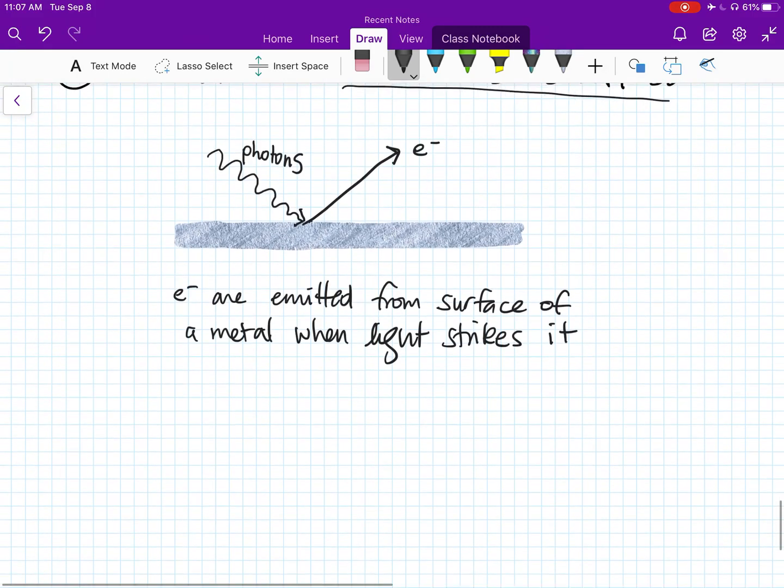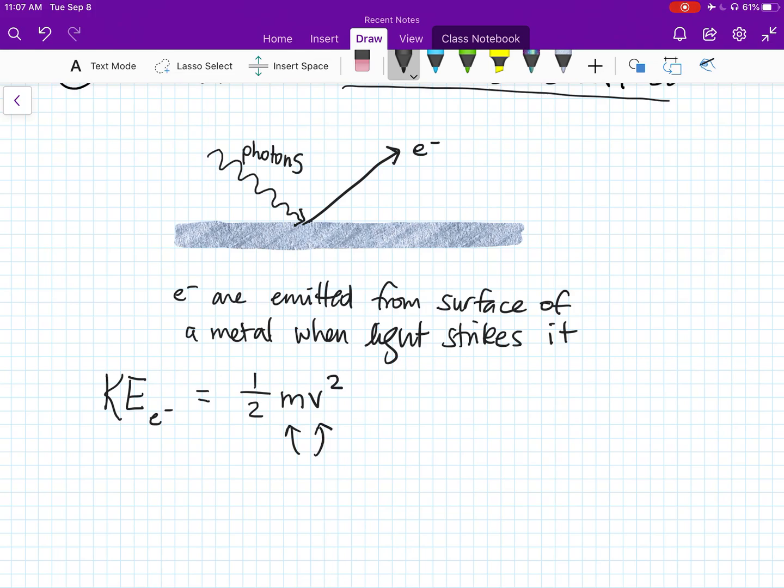So what you can find is that the kinetic energy, which I'm going to abbreviate as KE, is the energy of motion. The electrons that get emitted from the surface of the metal are traveling very fast. You may have seen this equation for kinetic energy before. Don't worry if you haven't. Kinetic energy equals 1/2 mv squared. The m and the v here refer to the mass and velocity of the electron that gets emitted. You can look up the mass of an electron, and its velocity can be measured.